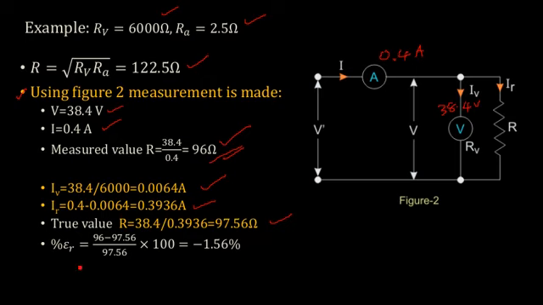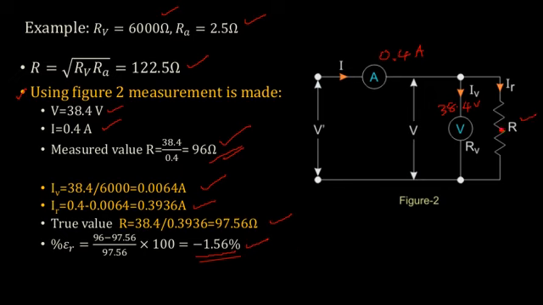Now the relative error, the percentage error, will be given by (96 minus 97.56) divided by 97.56, into 100, which will give you minus 1.56 percent. So this is the error that you get once you choose this circuit, figure number 2, for finding out the value of the unknown resistor.